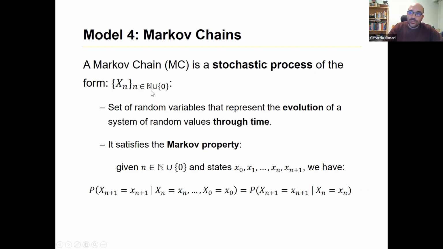Where there's a natural number of them, and they represent an evolution of a system through time. We'll see another very simple example in a bit. And they also satisfy the Markov property. This is another term that's quite overloaded.